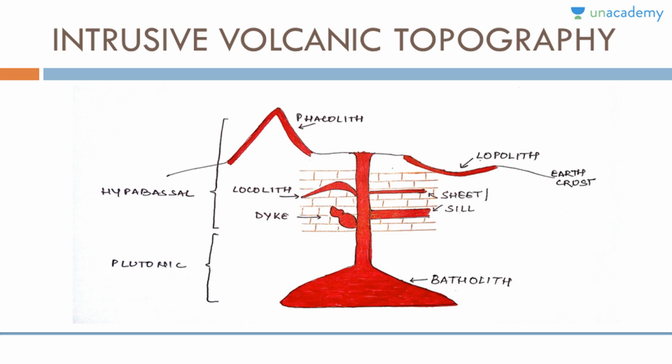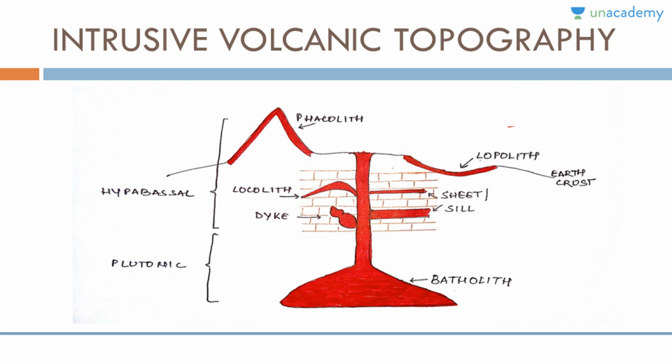A dike is a shaft of igneous rocks that cuts across the geological layers. A sill or sheet runs parallel to the geological strata. A laccolith is a larger intrusion that causes the rock above to form domes, and it is dome shaped. A phacolith is an intrusive volcanic structure that is parallel to the bedding plane or folded inclines.